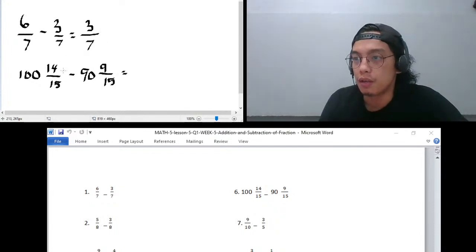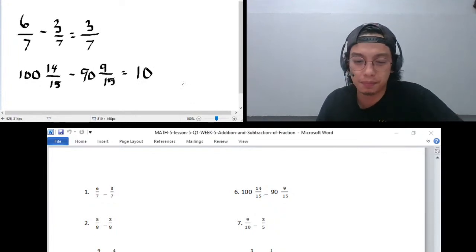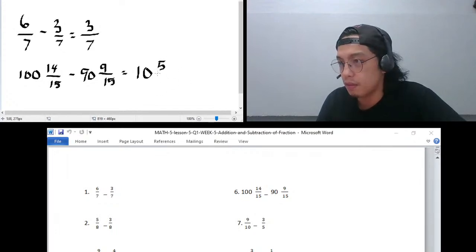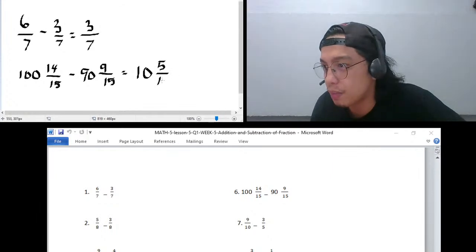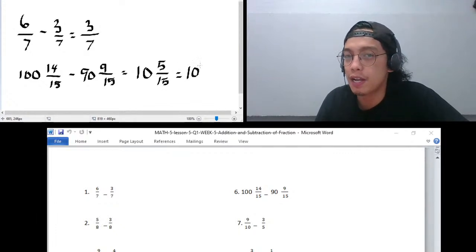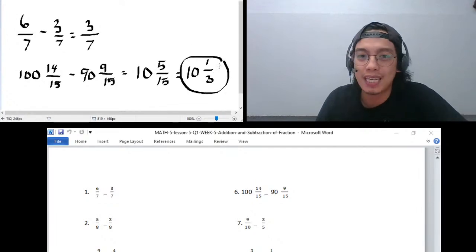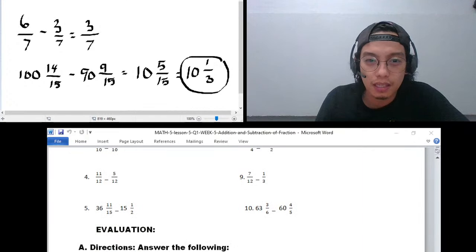So 100 is bigger than 90, correct? 14 is also bigger than 9, so we can subtract. 100 minus 90 is 10. 14 minus 9 is 5 over 15. And actually this can still be simplified. 5 divided by 5 is 1. 15 divided by 5 is 3. This is the answer. Okay.